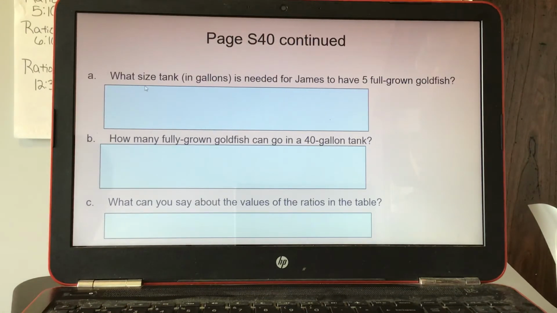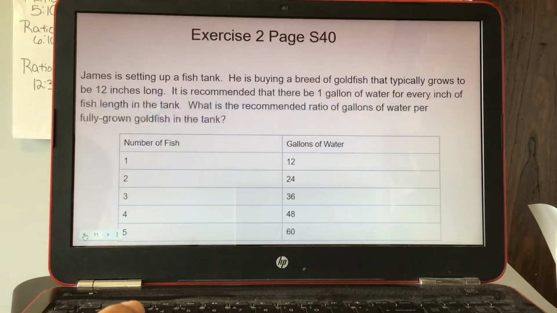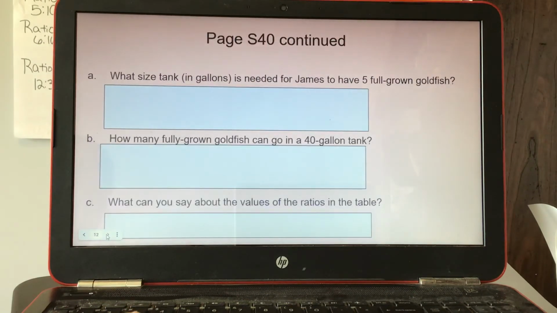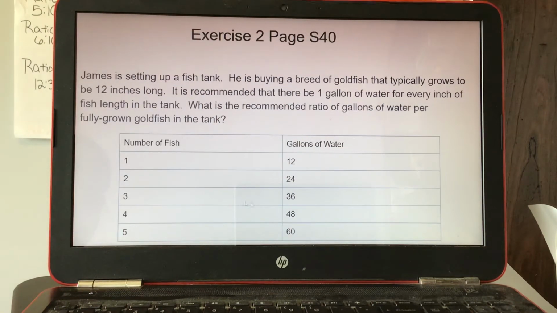Okay, so A, what size tank in gallons is needed for James to have 5 full-grown fish? Let's look. So 5 fish, he would need how many gallons of water? Look, we already did it. Okay, B, how many full-grown goldfish can go in a 40-gallon tank? Let's see what we have here. So 40 is in between 36 and 48, okay?